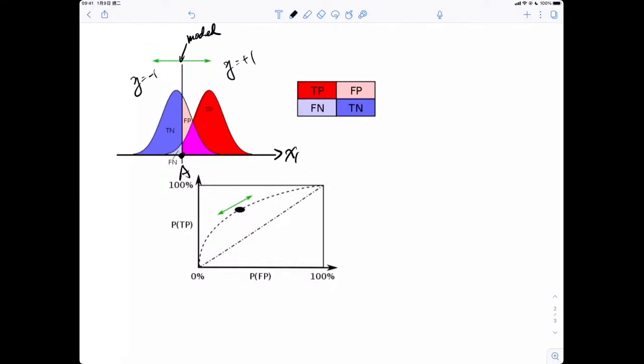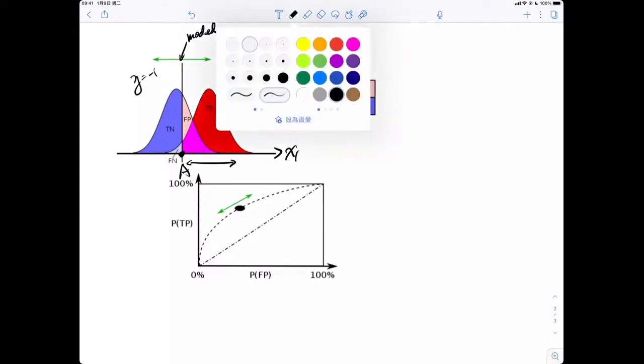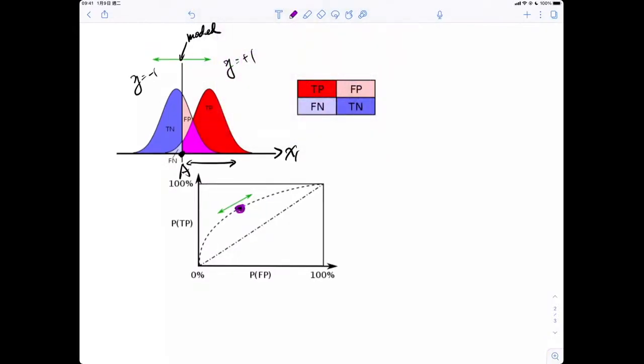If you move your model along x1, at a certain point, you will have a false positive rate right here and a true positive rate right here. If you move your model to the right hand side, what does that mean?